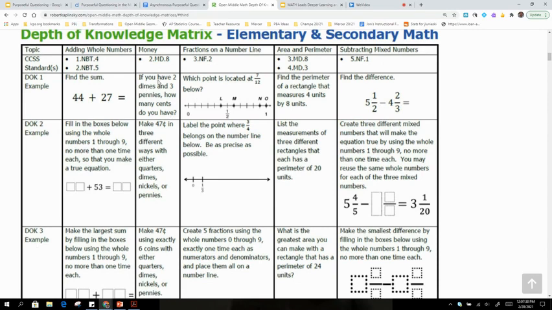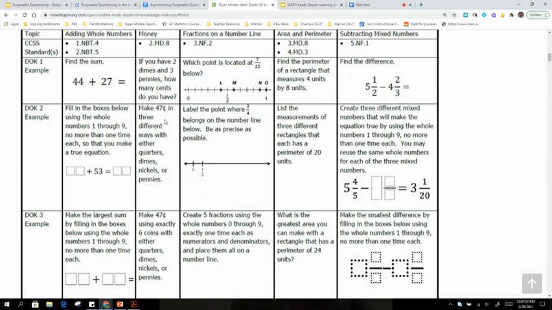So if we look at this money question for depth of knowledge 1, if you have 2 dimes and 3 pennies, how many cents do you have? There's one clear-cut answer there. So if you had a class of 30 students, you would be getting 30 of the same right answer, and then some wrong answers, I'm sure, as well.